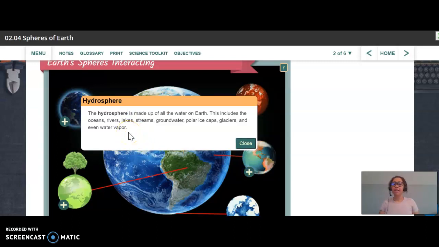So if you look at the hydrosphere, hydro means water, and you can either think about hydro flasks or a fire hydrant. Or, again with the Pokemon, if you think about water Pokemon, sometimes they have hydro moves.